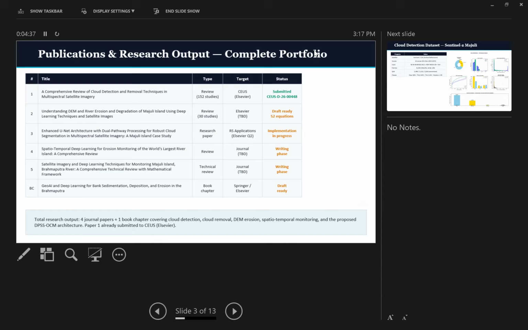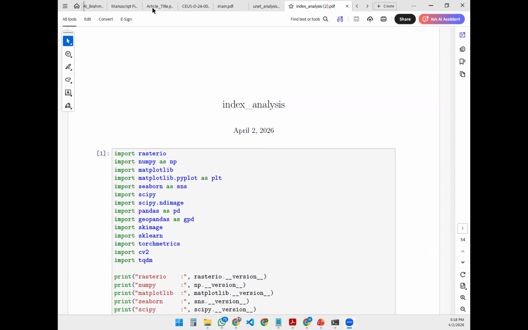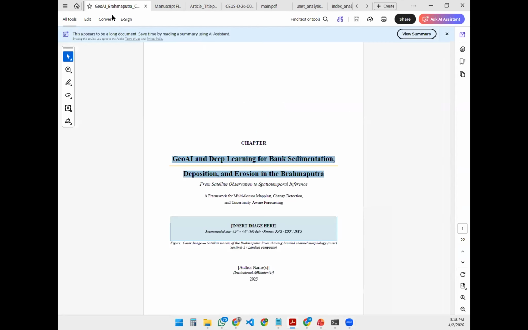Let's see. I need to escape this one. Share. Next screen. Okay. So is this screen visible? Yes, we can see this screen.